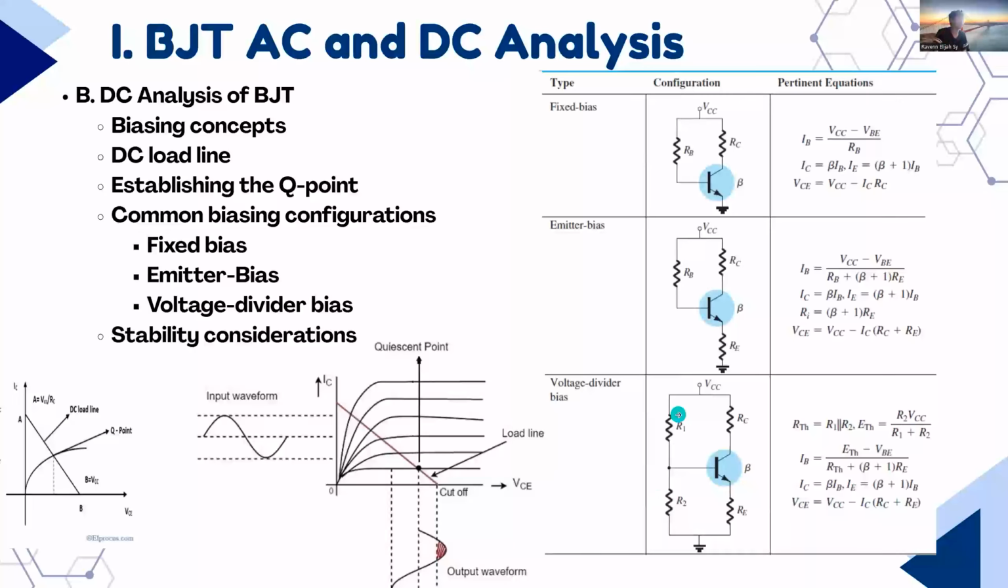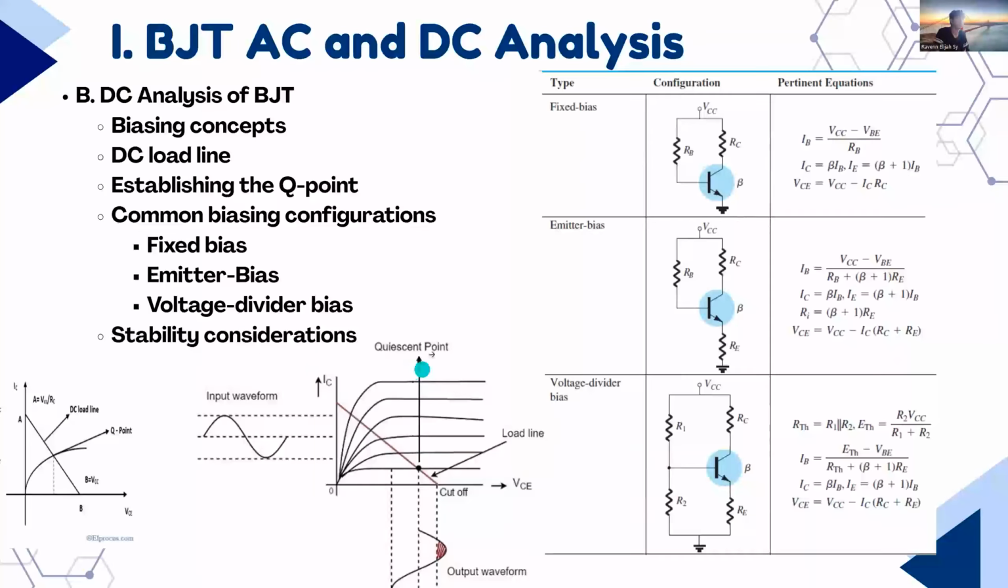So after discussing all these common biasing configurations, you have their respective formulas for each configuration written and illustrated here. We can derive these formulas by applying KVL in the base and the output. Since the writers of the book Electronic Devices and Circuit Theory have already done that for us, we can just simply use their derived formulas here. Okay. Now let's talk about the stability considerations.